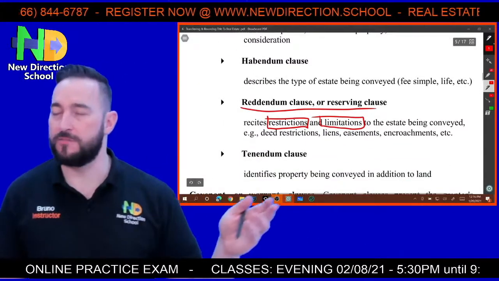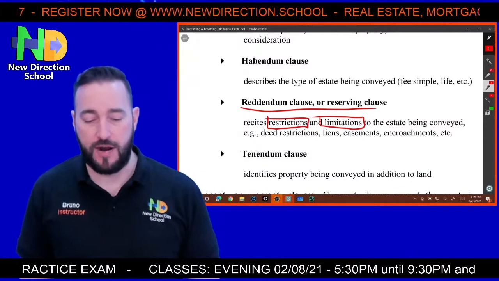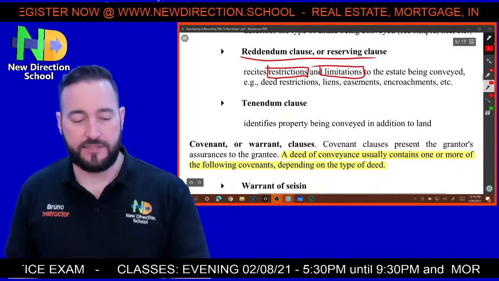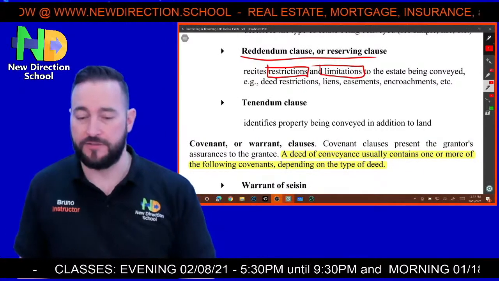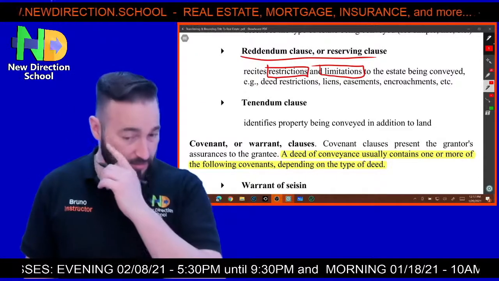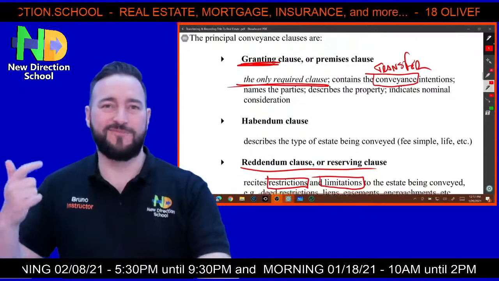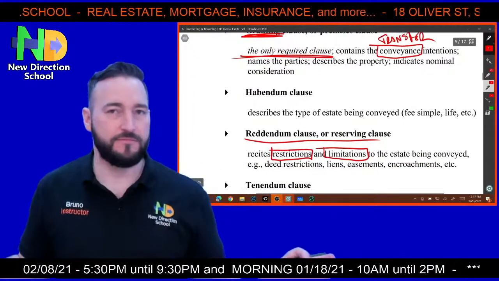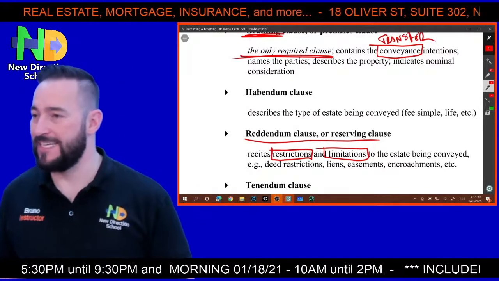You have one that talks about the restrictions. It's yours as long as, right? Or limitations on the property. And then the tenendum is, as a tenant or occupant of the property, what are you entitled to? Is there any additional land or just what you're buying right now? Again, habendum, tenendum, reddendum, you're not going to have those names. But you need to know what goes in a deed.